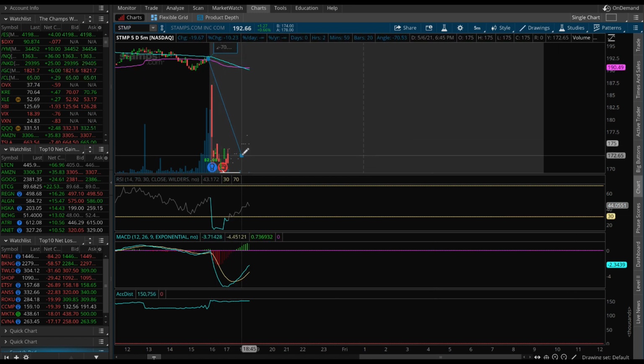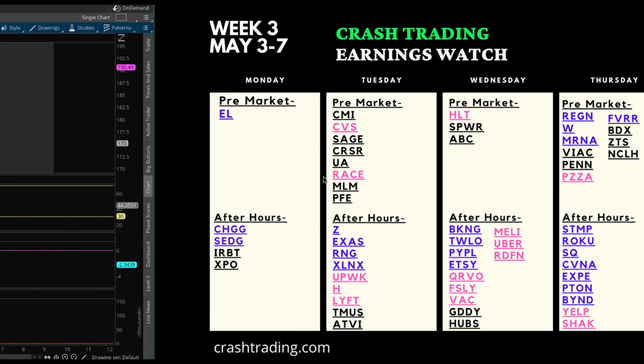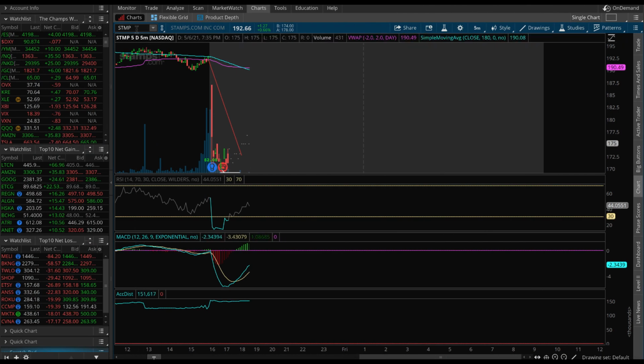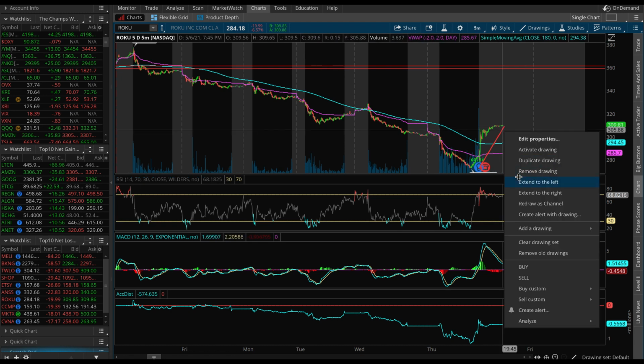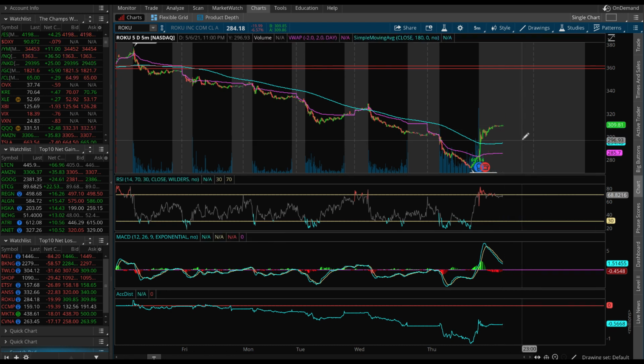This is about a 10% gap down in STMP so far. Now in ROKU, we're having a major gap up, guys. This thing has been selling off horribly. It's up almost 13% pre-market. I am looking forward to trading this one tomorrow, guys.